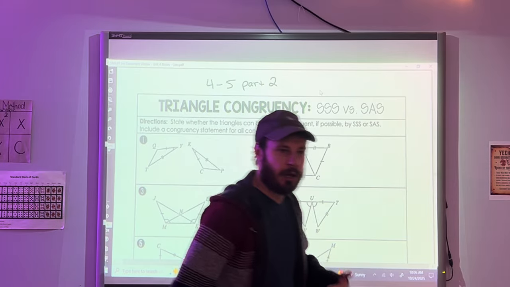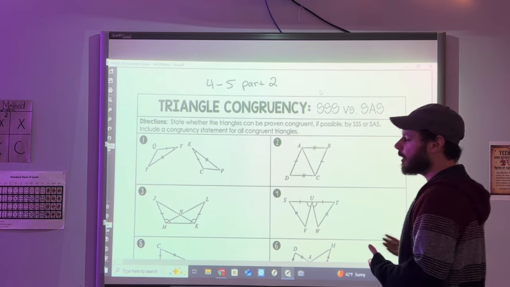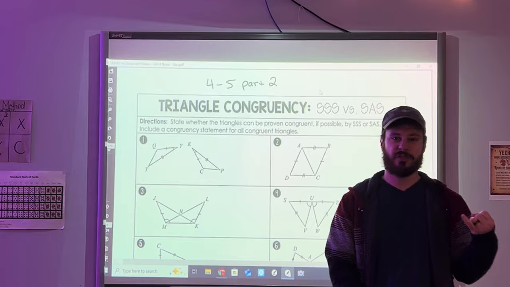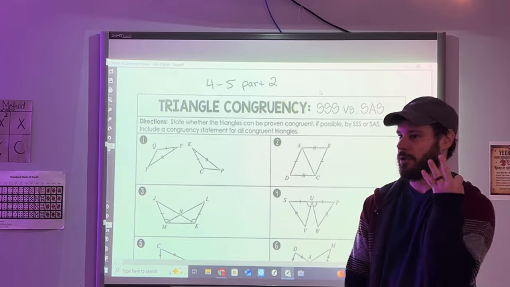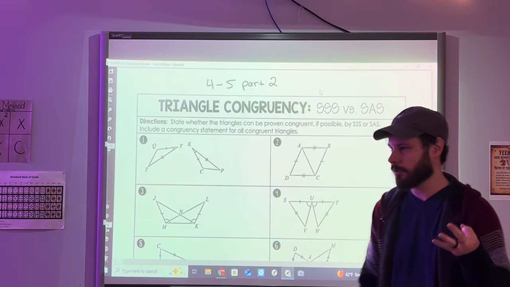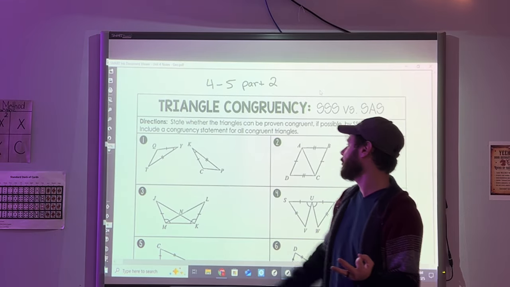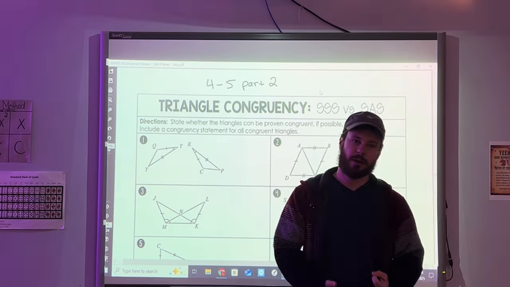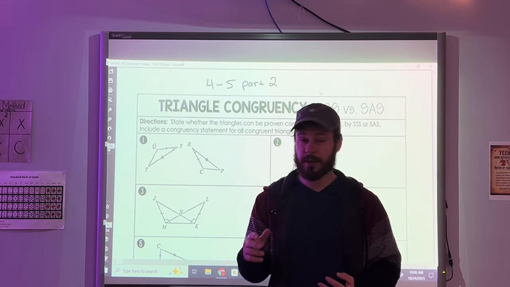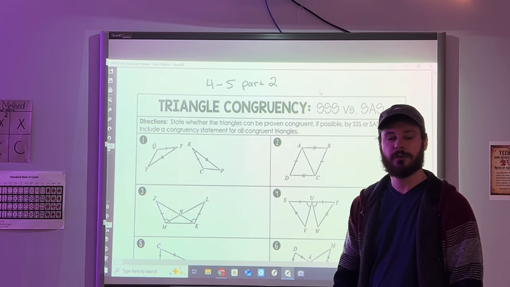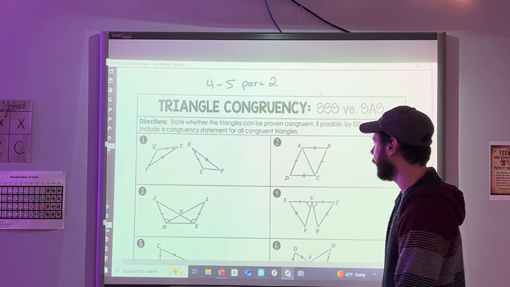Okay, putting it together now. Taking some triangles and then determining if they are congruent by side, side, side, or side, angle, side, or neither of those two. Totally possible. They may be lying to you. And then we're going to ignore the second part that says write a congruency statement. We did that enough. That was the 1, 2, 3, 1, 2, 3 thing. We're going to just not do that. We're only going to focus on how we can prove these things are congruent.